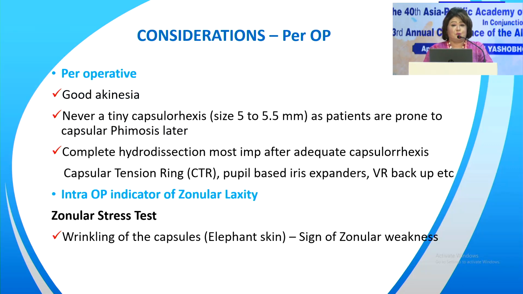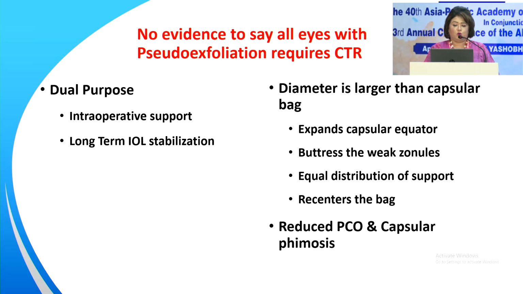There are certain per-operative considerations also, like good akinesia, never a tiny capsulorhexis, and complete hydrodissection is very important. We should keep ready CTR, iris expanders, and VR backup. And when we don't see any zonular dehiscence and we miss it pre-operatively, we can sometimes find it when we start capsulorhexis and we find there is a wrinkling of the capsule, and that is indicative of zonular weakness. At that time also, we can shift to monofocal IOL.